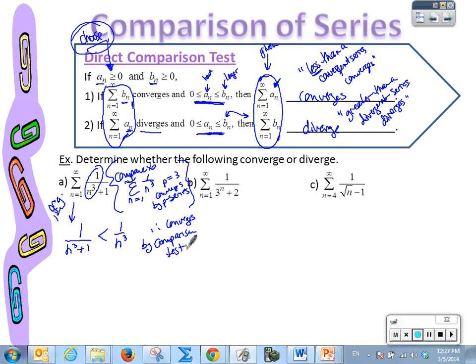Now, let's look at the scenario: what if this had gone the other way? What if our original series was larger than the one that we chose? That means this test would be inconclusive. Another student asked, what if we chose something different, like 1 over n to the 4th? Is 1 over n to the 4th comparable to 1 over n cubed? Not really. It's not close enough. We're not just doing wild guessing. We're trying to get a series that is close to the one that we have. So we can't change the exponent.